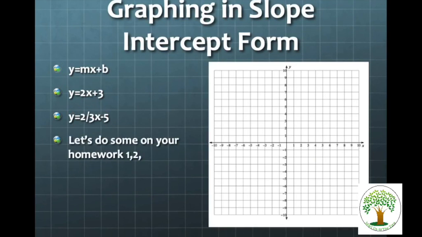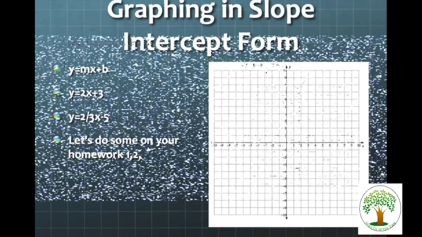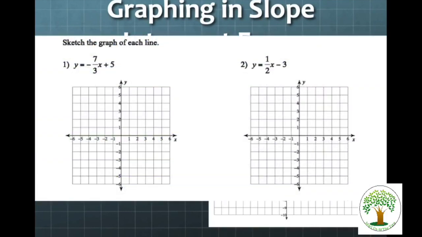Let's do some of your homework together. Get out your homework sheet. We're going to do numbers 1 and 2. For number 1, we're going to start at 5. We're going to go down 7 and over 3 from there. So we're going to start on 5.